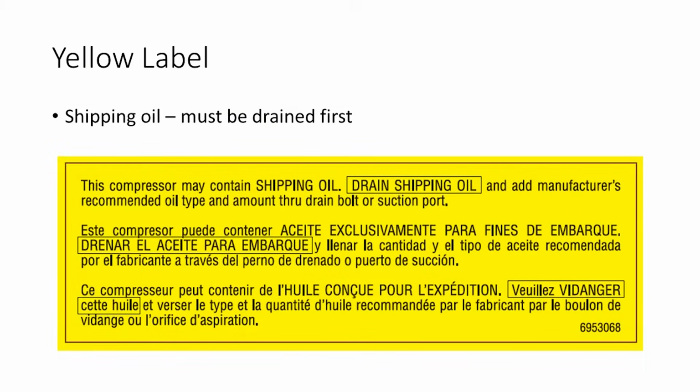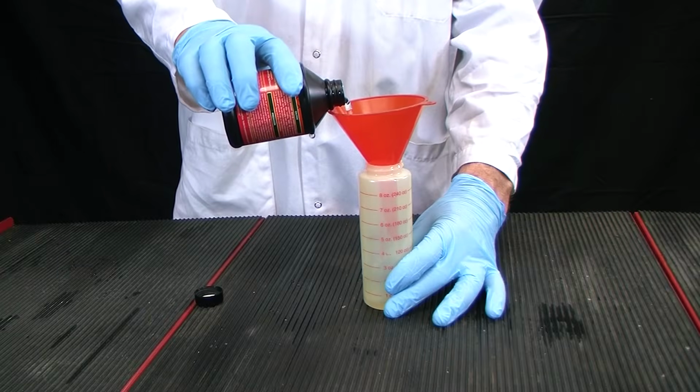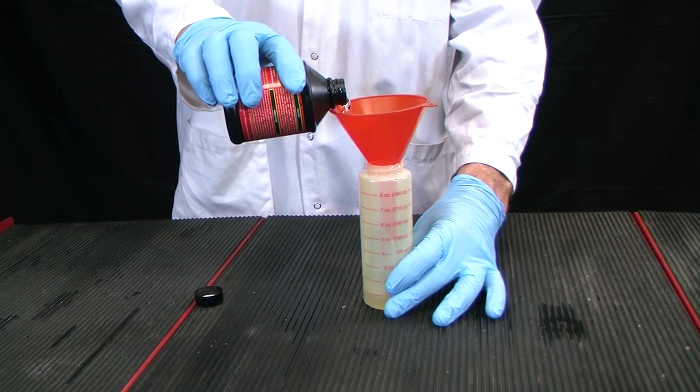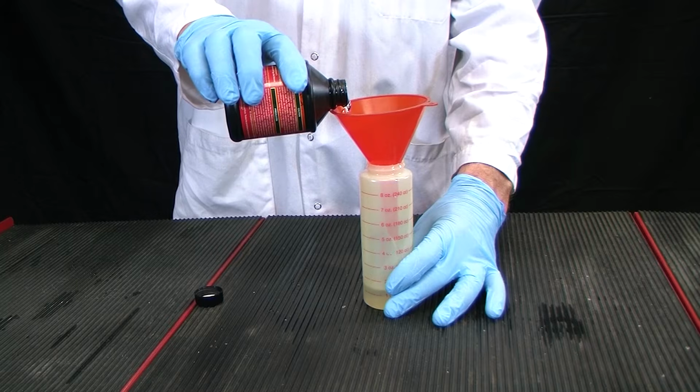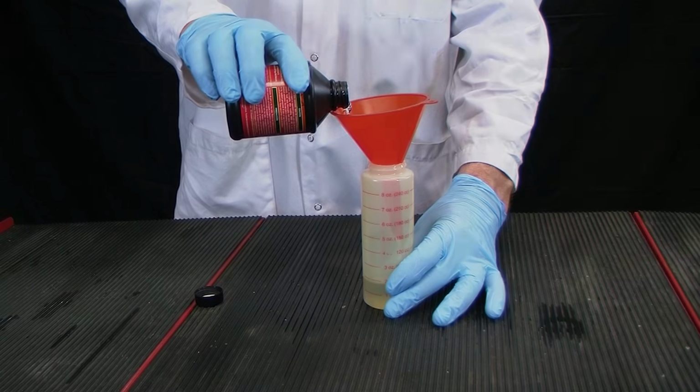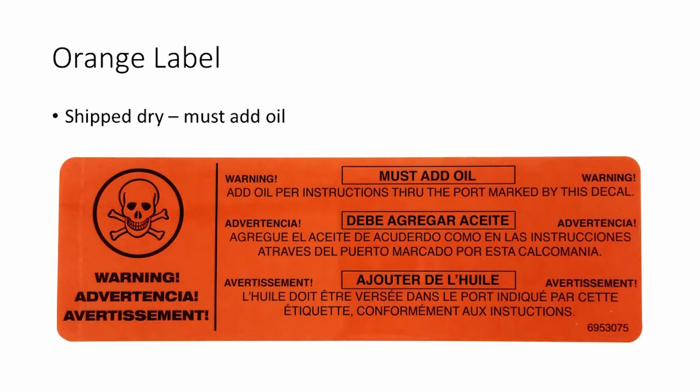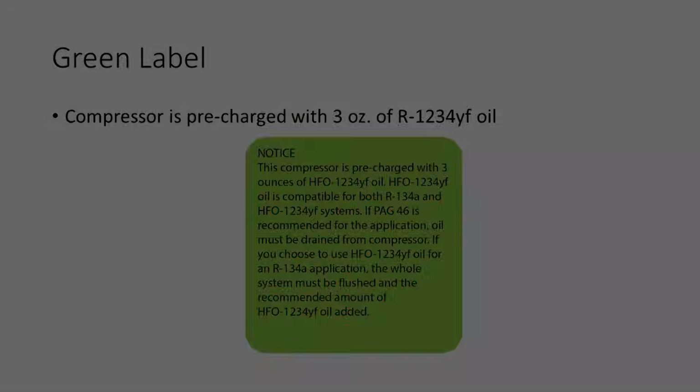A yellow label on the compressor indicates that it contains shipping oil only. This oil is not appropriate for system operation and should be completely drained. The full system charge amount of oil will need to be added to the system. Again, we will discuss how much and where to add in a moment. An orange compressor label indicates that the compressor has been shipped dry. Obviously, the full manufacturer's recommended amount of the correct oil should be added.